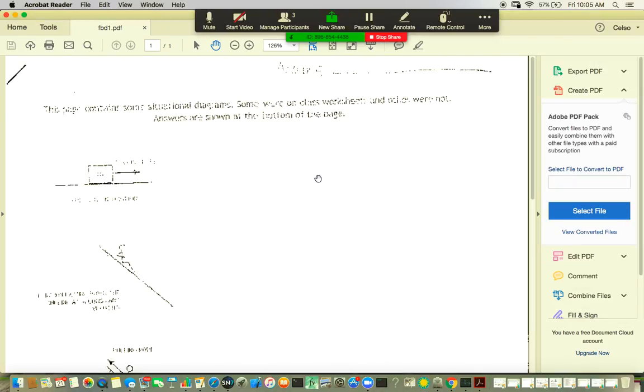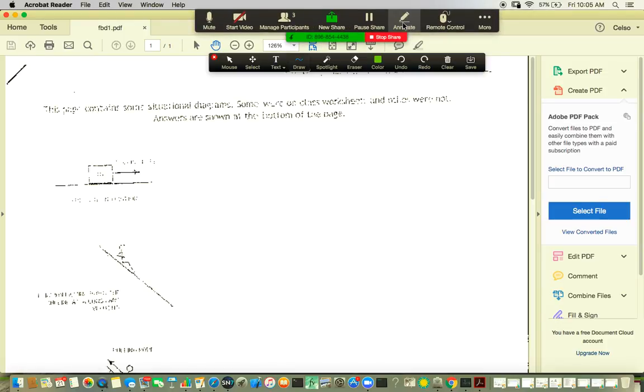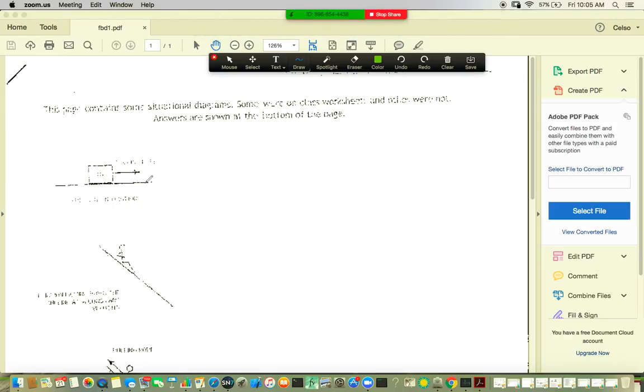What I would like you to do is to get the handout I gave in class. I don't have an electronic version of it, so I had to scan it, and the scan is not as good as the copy I had. So the first situation is you have a block of mass M, and there is friction, but there is no motion. So it's not moving.